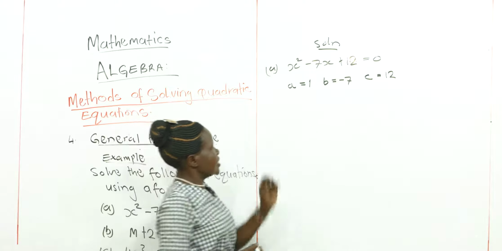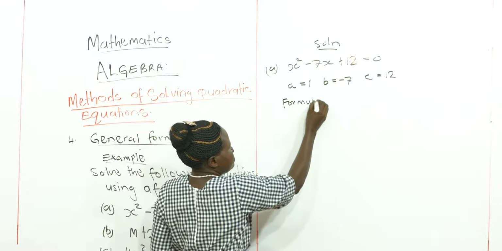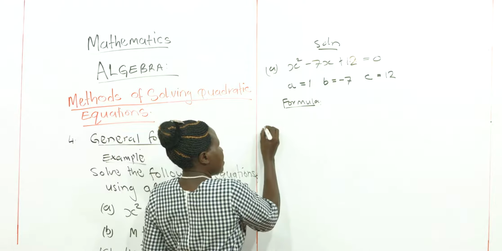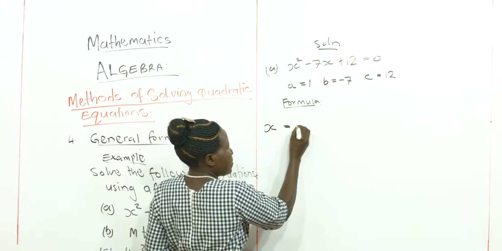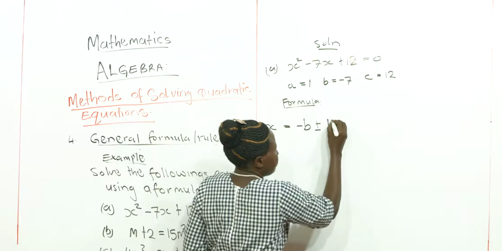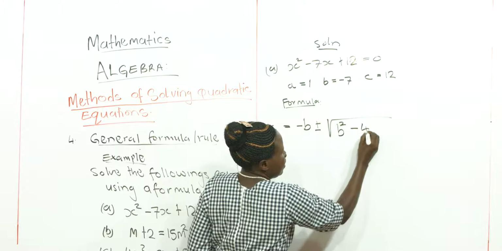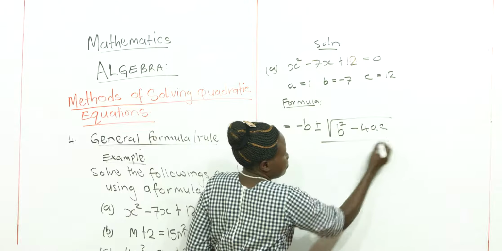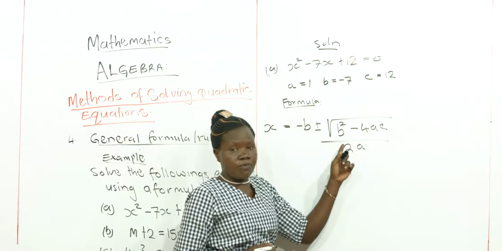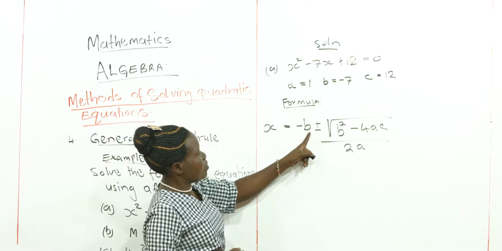So after getting that, you can now state your formula. Your general formula is x equals to minus b plus or minus a root of b square minus 4ac, all out of 2a. Please, the 2a is for the whole formula. Then after you have stated this, you can now substitute.